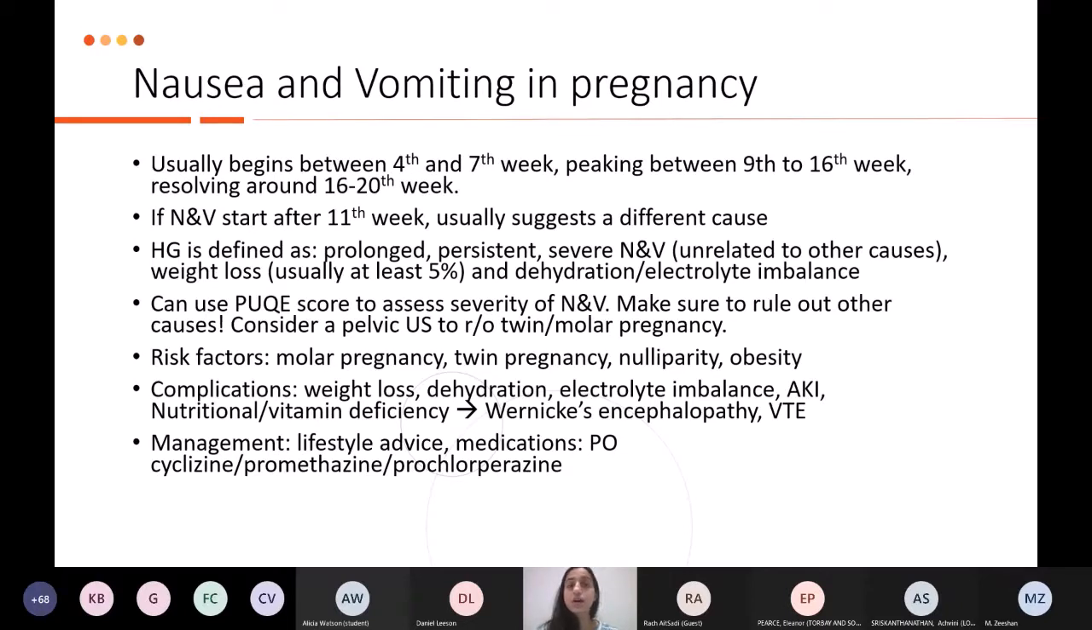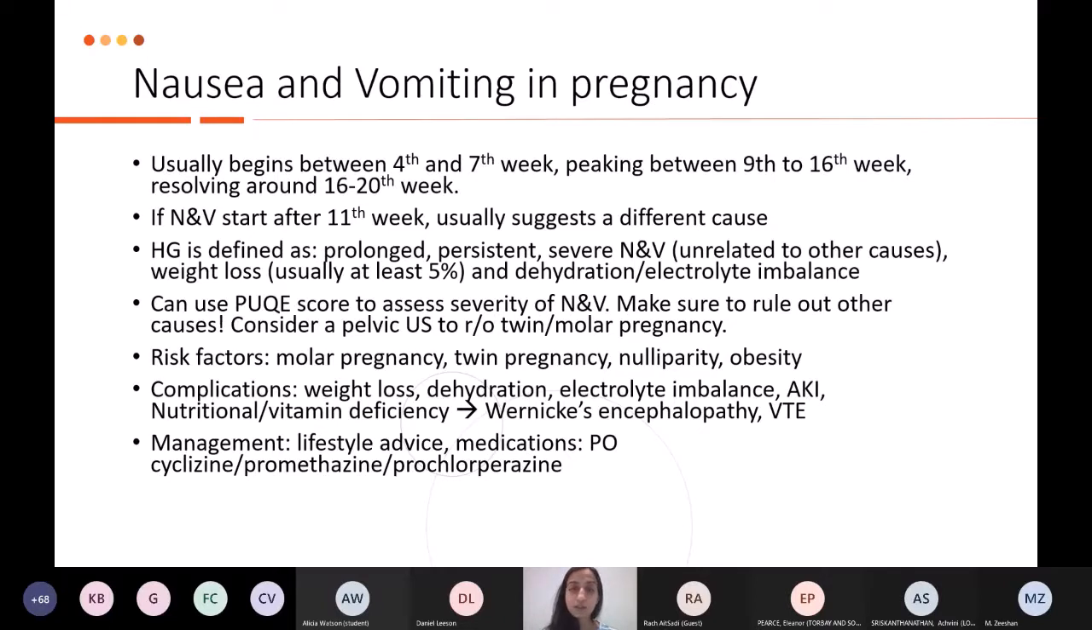And because women can't keep up their nutrition, they often get deficiency of B12 and thiamine, which can then, on the very, very extreme end of it, lead to Wernicke's encephalopathy. And also being so dehydrated and being pregnant can increase your risk of having a VTE, a venous thromboembolism. So, for example, when we admit women with hyperemesis or severe nausea and vomiting, part of the protocol in hospital is to give them low molecular weight heparin because they're at higher risk.